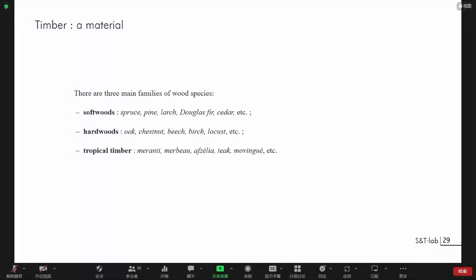From this, we have different families of timber. We have softwood and hardwood. Softwood examples are spruce, pine, larch, Douglas fir or cedar. Hardwood such as oak or chestnut, beech, birch, locust, for instance. You also have tropical timber, that will be used most of the time for window framing. About structure, we'll be discussing most of the time softwood due to the specific properties I will be discussing later, and hardwood with specific connections or reinforcement as well for resistance against forces and also for fire.